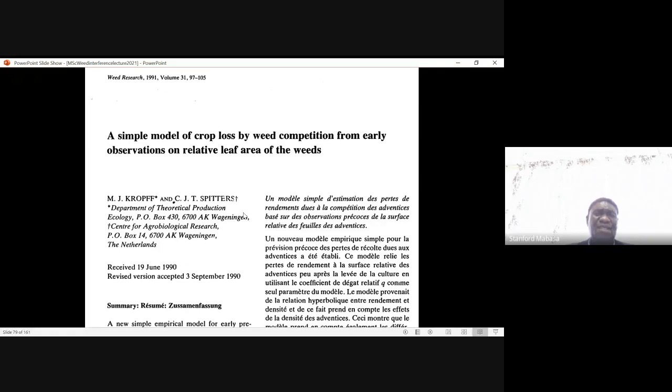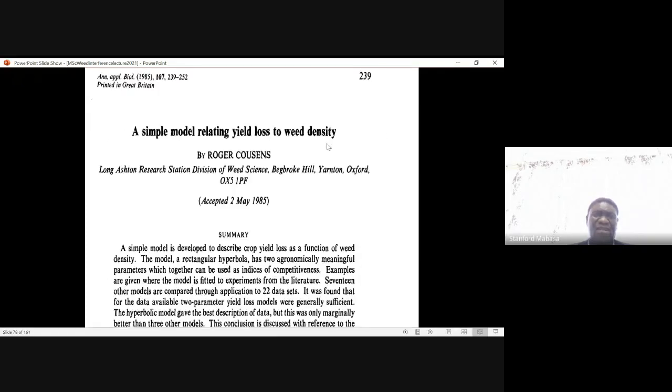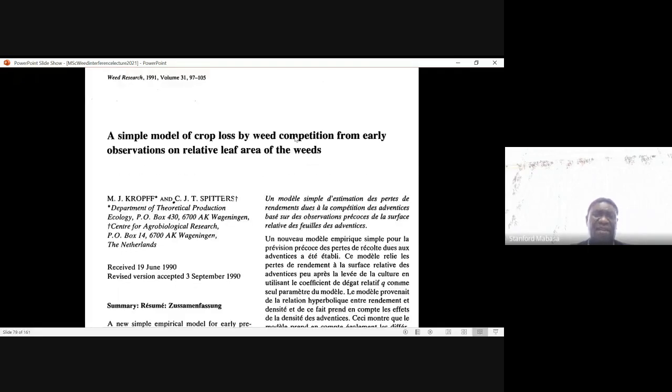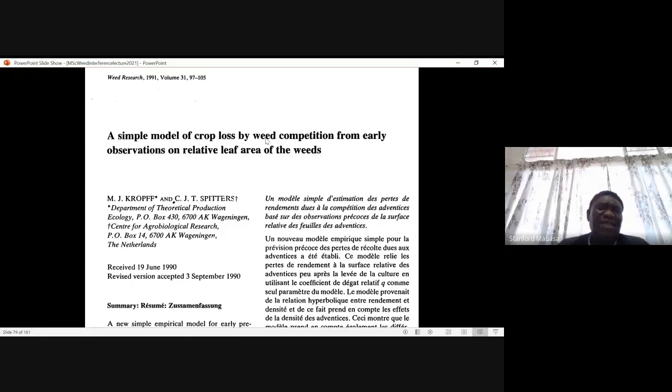The other one, this one focuses on weed density and relates it to yield loss. This one focuses on relative leaf area and relates it to crop yield loss. One has to choose the approach which he or she thinks is better, depending on the resources.